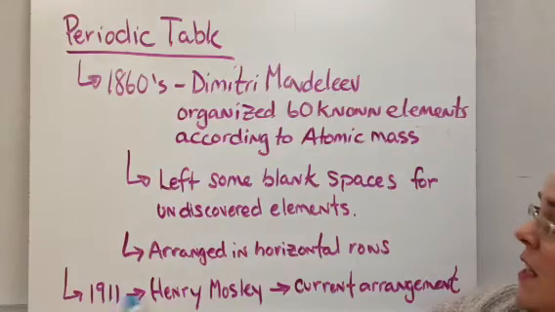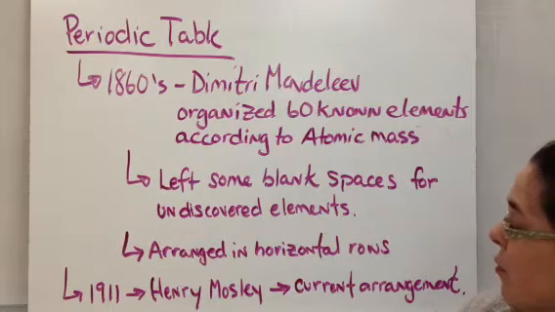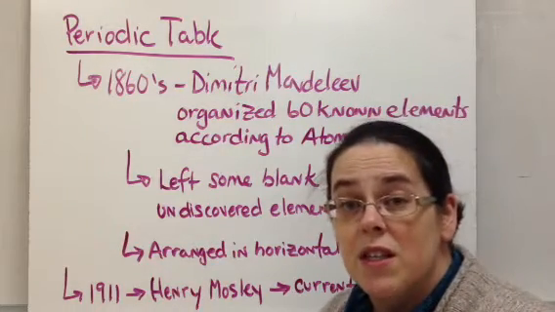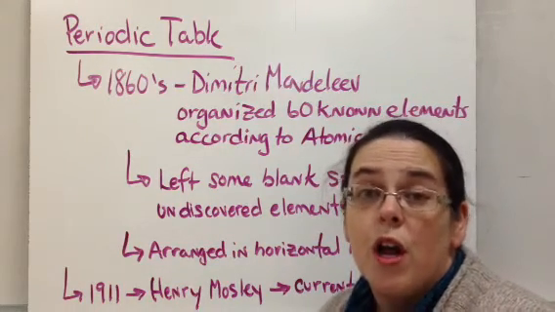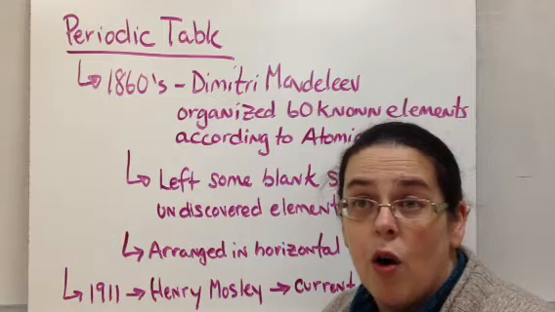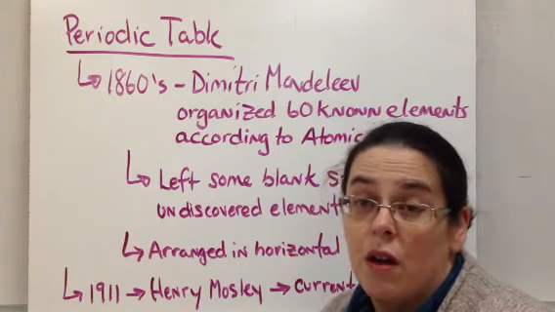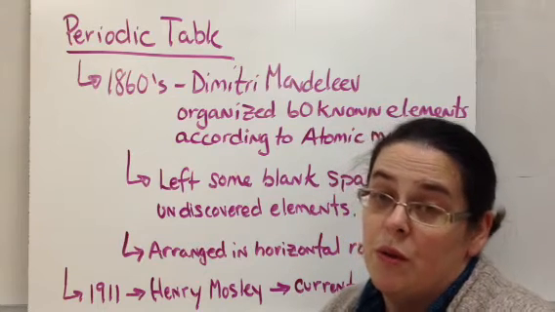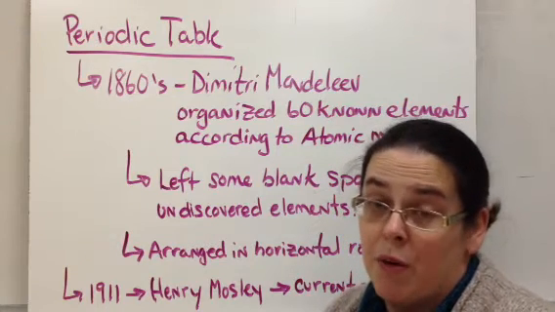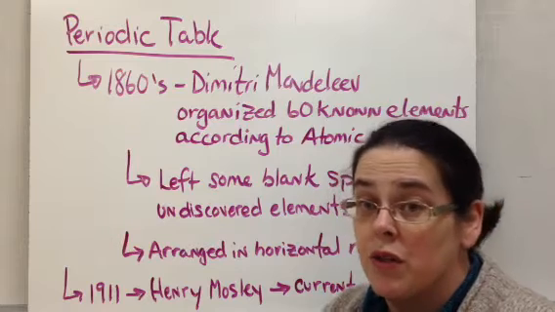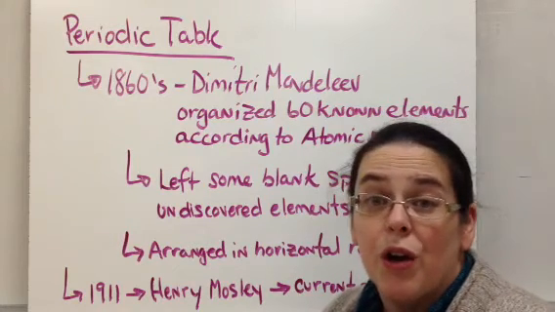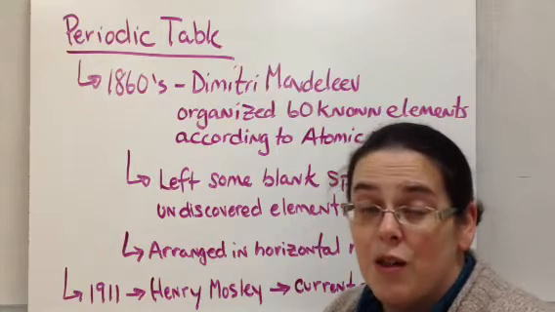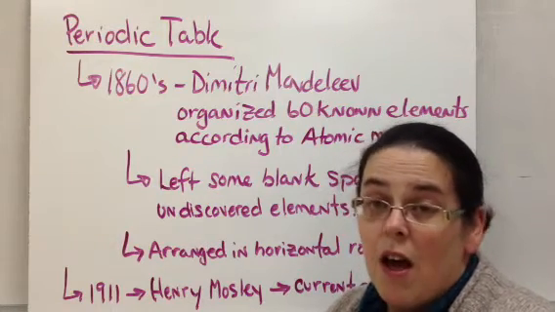Then in 1911, a scientist by the name of Henry Moseley put together the current arrangement. And Moseley said that not only were the horizontal rows similar, the vertical rows were also similar. So they had common properties if they were going up and down or side to side. And so the periodic table that's on the wall in our classroom or in the textbook is the one put together by Henry Moseley.